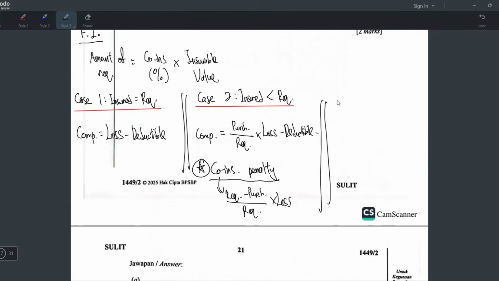Okay, let's talk about case 3, which is the last case. Okay, case 3 is when you suffer total loss. Suffer total loss. Dalam bahasa Melayu, kerugian menyeluruh. Kerugian menyeluruh. Okay, kalau you ada mengalami kerugian menyeluruh, you punya compensation akan jadi insurance purchase minus deductible.